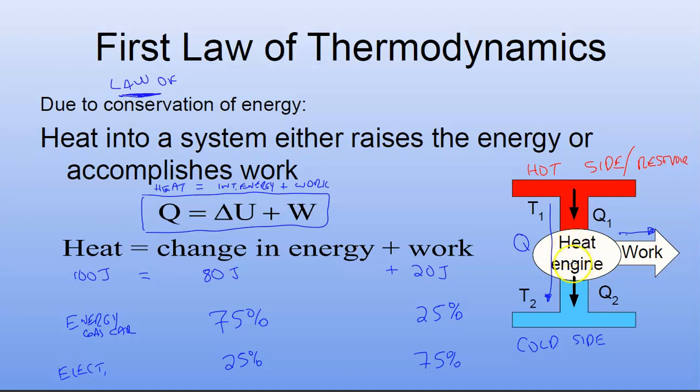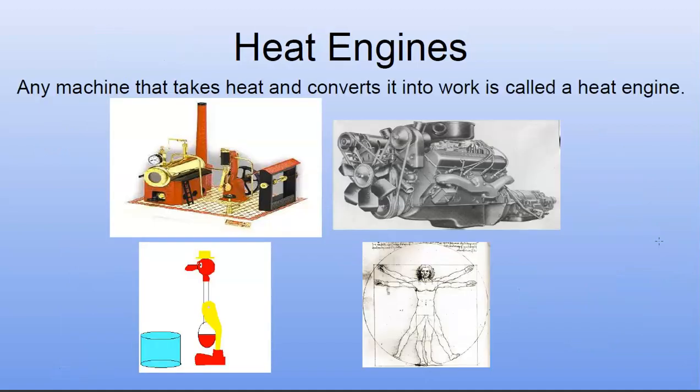So anything that takes heat and turns it into work is called a heat engine, and Q1 would be the amount of heat that travels from the hot side to the heat engine. Q2 would be the amount that travels from the heat engine to the cold reservoir there. But work is what comes out right there. And that's what we want, right? We want to get some work.